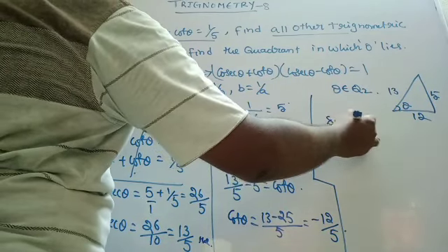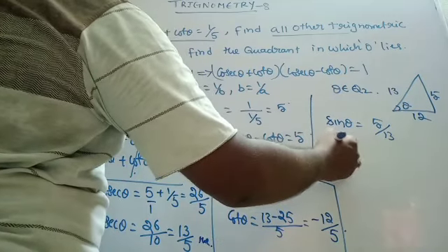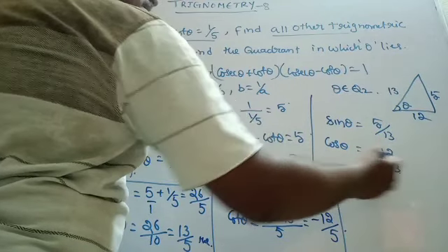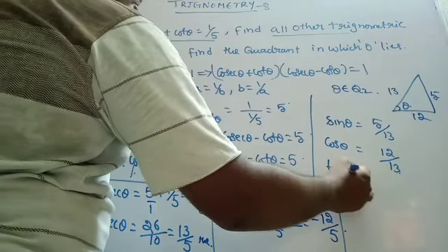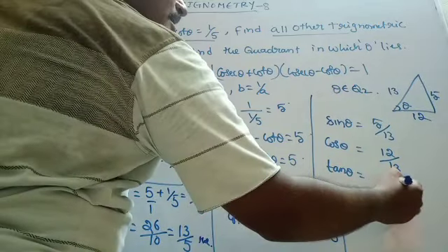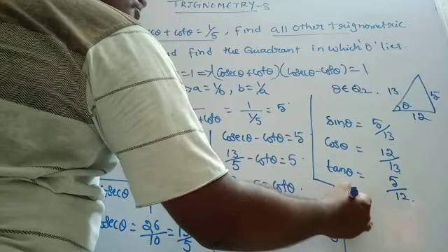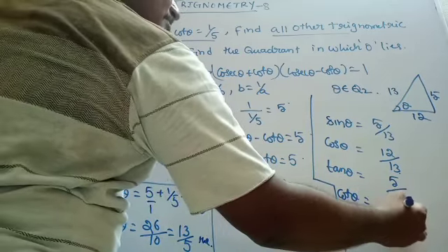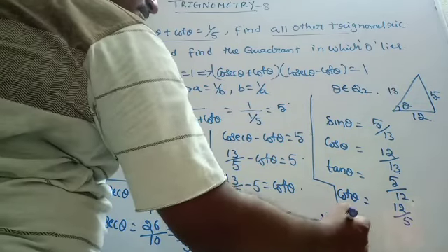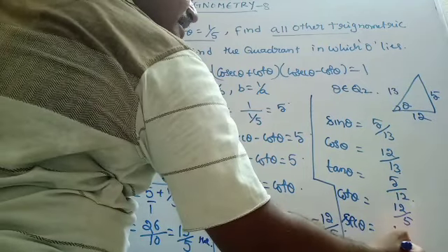Sin theta from this, you are going to get 5 by 13, and cos theta you are going to get it as 12 by 13. And tan theta you are going to get it as opposite side by adjacent side, 5 by 12. And cot theta, of course, we got it as 12 by 5, and we write all these signs here, of course. Secant theta from this. Secant theta is nothing but hypotenuse by adjacent side.